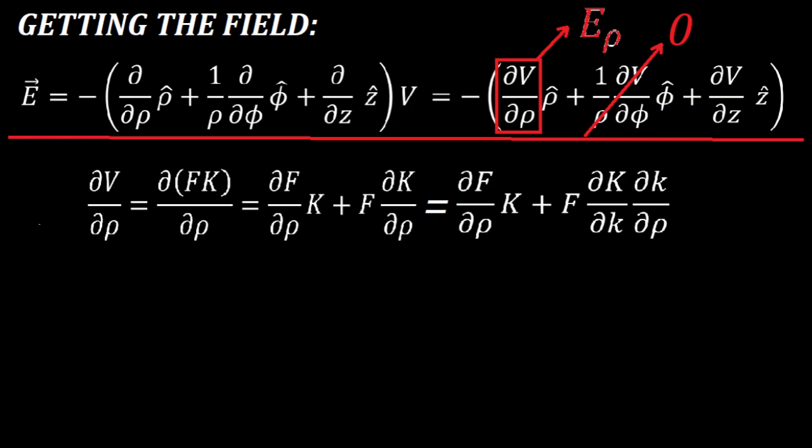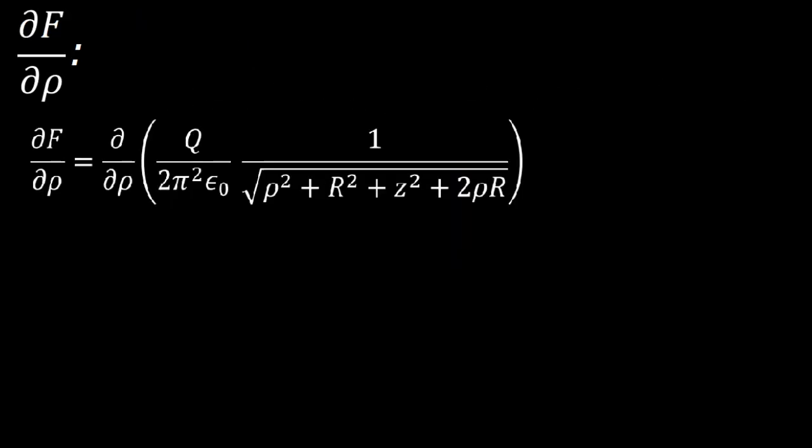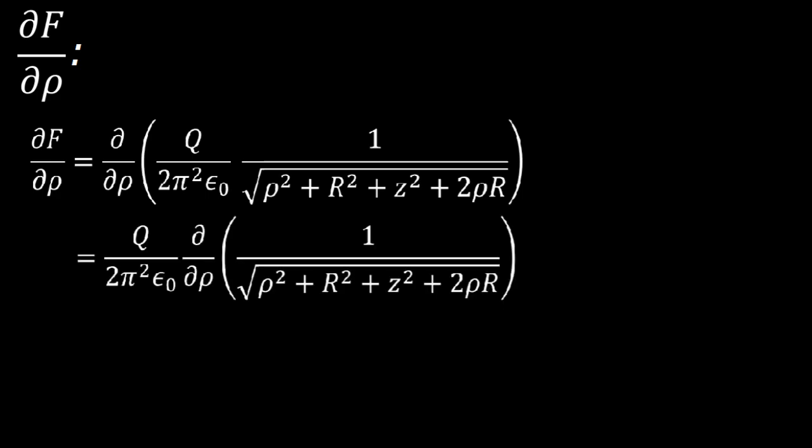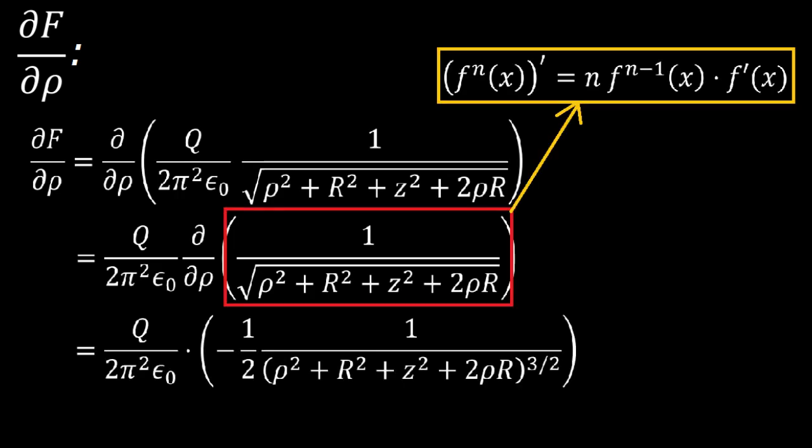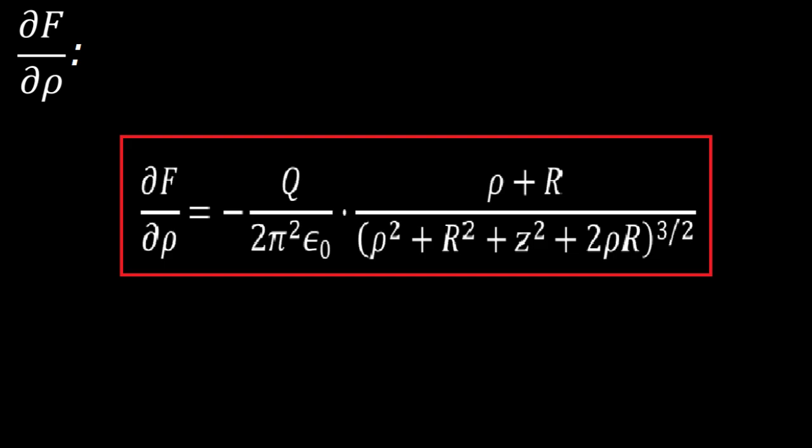Let's now do one derivative at a time. First, df by d rho. Now we need to write down the entire function to see what we have to deal with. We'll move all of the constants out, and we're left with the derivative of 1 over the square root of rho squared plus z squared plus r squared plus 2 rho r. We first differentiate the square root, and then multiply that with the derivative of the term under the square root. So just chain rule again. We end up with the following expression. That was the first derivative term.